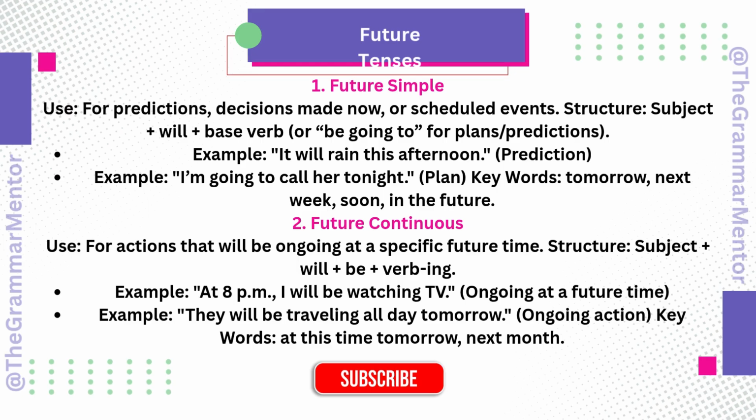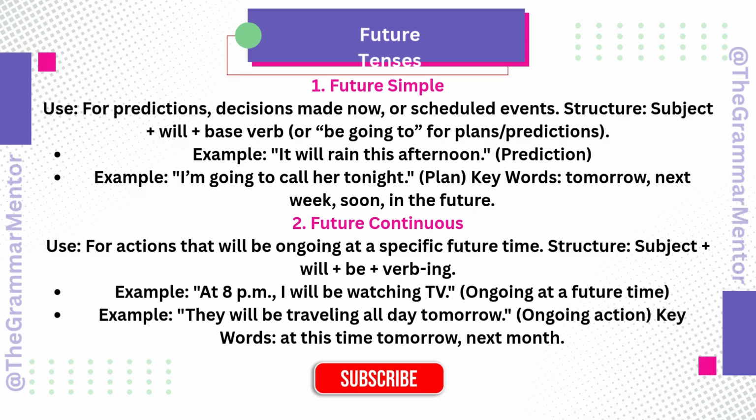Future tenses. 1. Future simple. Use: for predictions, decisions made now, or scheduled events. Structure: subject plus will plus base verb, or be going to for plans/predictions. Example: It will rain this afternoon. Prediction. Example: I'm going to call her tonight. Plan. Keywords: tomorrow, next week, soon, in the future.